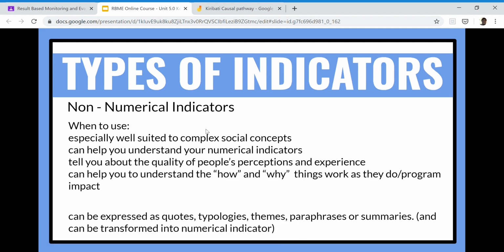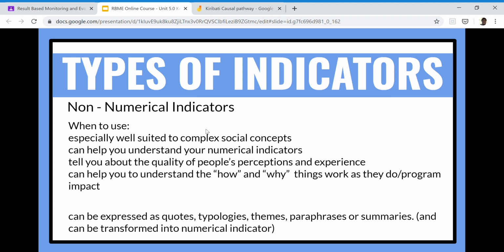Then there's the non-numerical, which doesn't use numbers or rates or percentages. This type of indicator is quite interesting because it makes you understand how and why things work in your program. Mostly we use them at the outcome and output level, depending on the type of program you're implementing. So it allows you to know the how and why things work in your program.